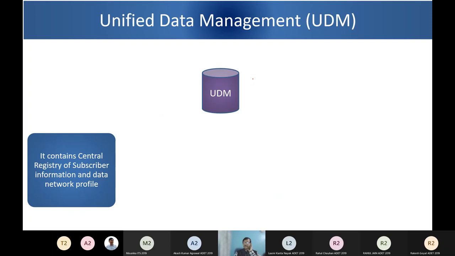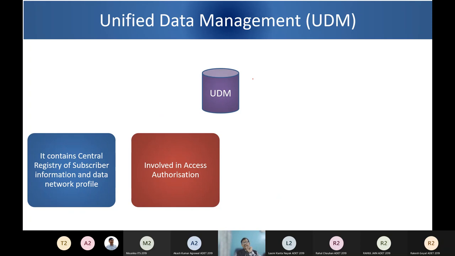Next, the UDM is involved in the access authorization. So what is access authorization? What exactly may it have? Akash? Whether the particular subscriber is authorized to access the network or not. Yeah, so subscriber profile it has, which it gives to AMF or SMF as the case may be, right?